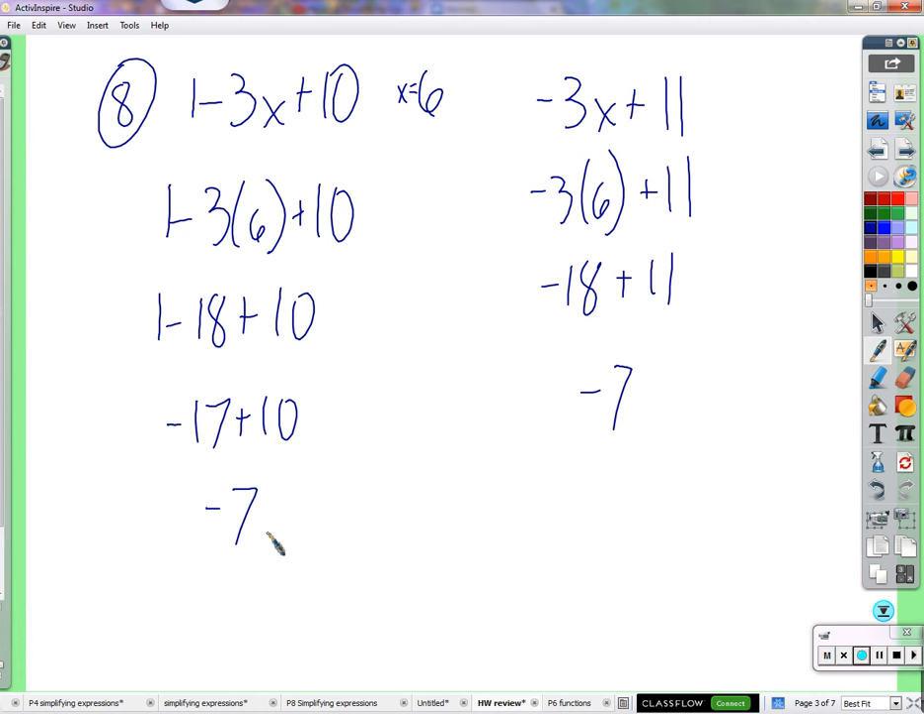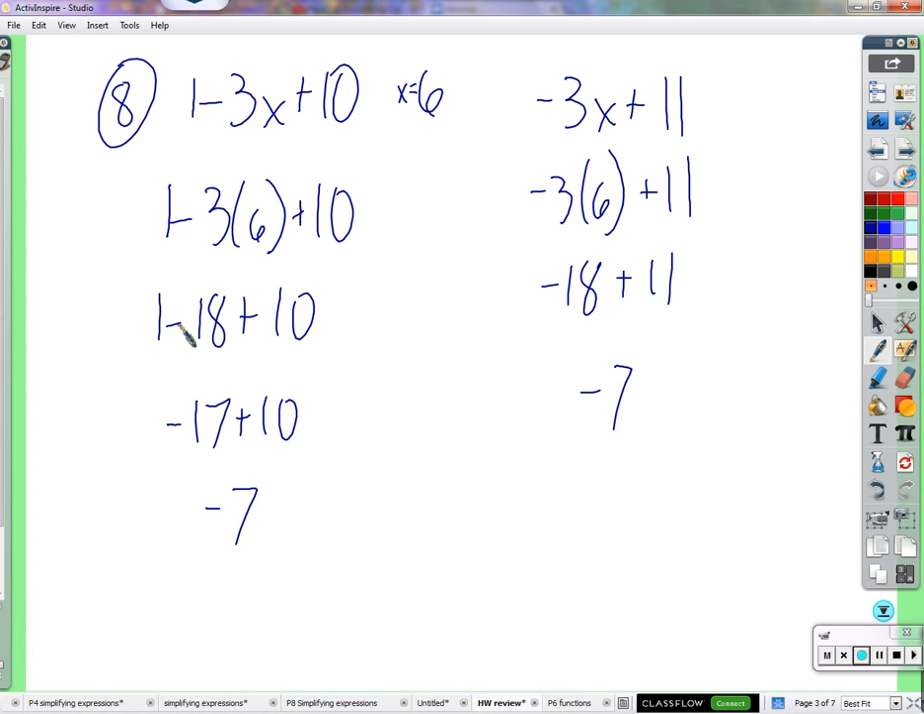When I did mine, I plugged in 6 for x and then I multiplied 3 and 6 and got 18. Should be negative though. Yeah, I didn't get negative. I just put it down as a positive. And I think that's where I went wrong. Because then I went 1 minus 18 to 17 plus 10, and then I got 27.